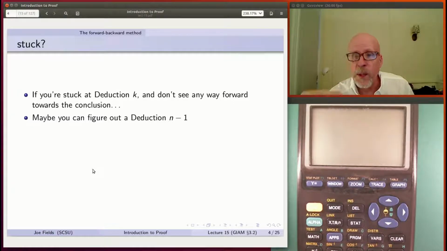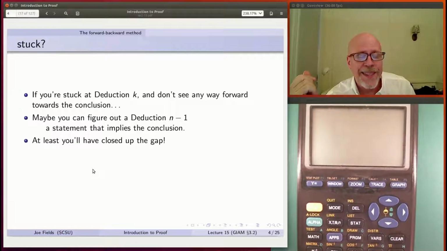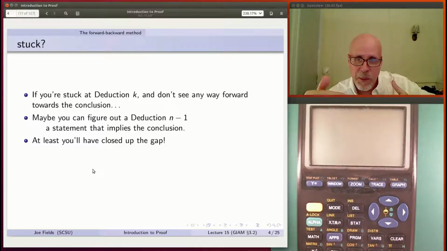Now, if the connection between your conclusion and deduction n-1 there is bidirectional, this is the same thing as making a deduction. This may not solve the problem, but at least you will have closed up the gap. You'll be closer. You had before maybe 7 statements that you didn't know what they were. Now you only have 6, so you're getting better.